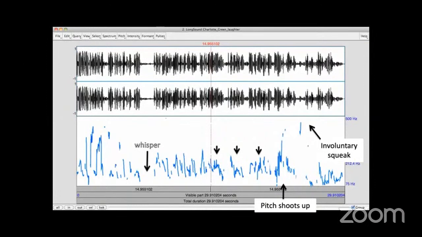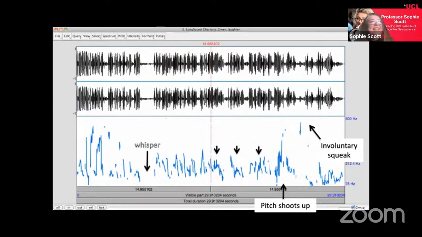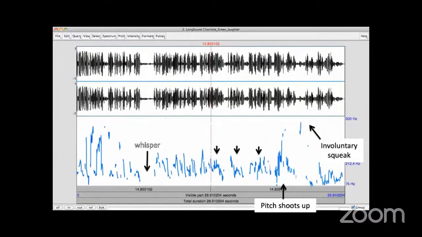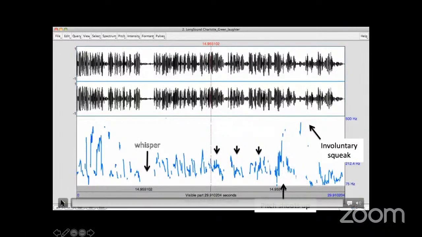That wasn't what I heard, Sophie. I heard whales. I might go from the start then, okay? I'm just playing it from the beginning.